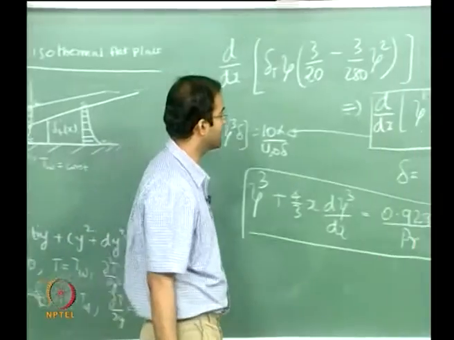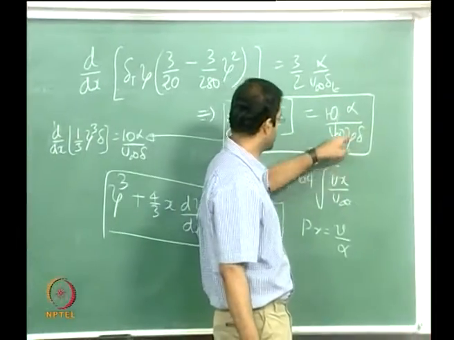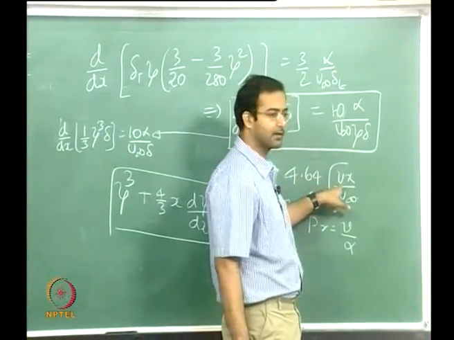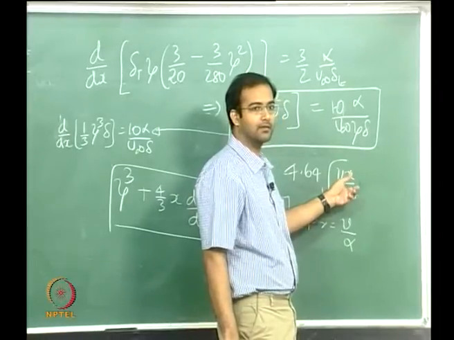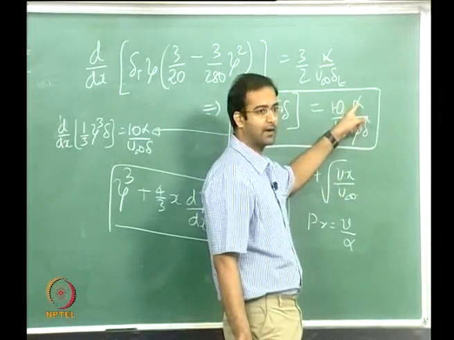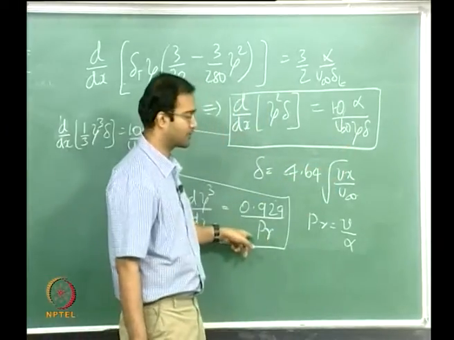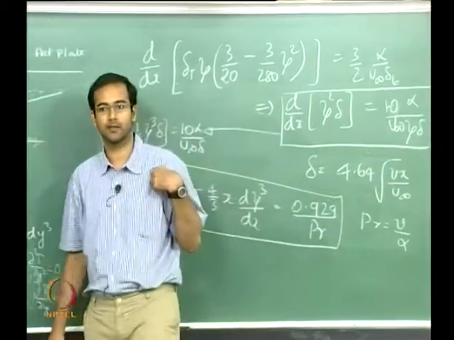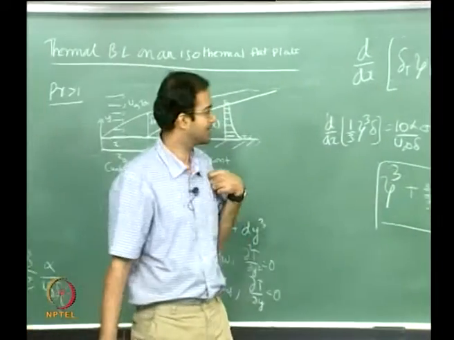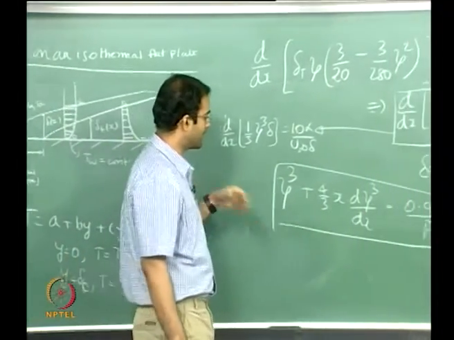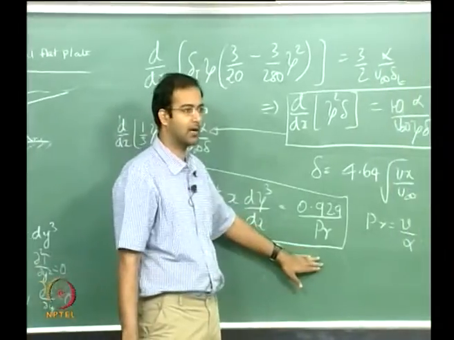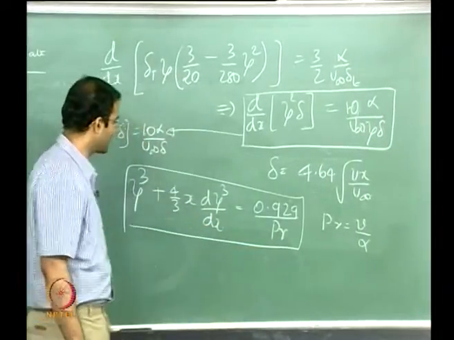On the right hand side you will have alpha by nu, because you have an expression for nu, which will come and you will exactly get a factor of nu by alpha in the denominator, which is nothing but the Prandtl number. So a couple of steps you can do yourself, I am just simplifying that. Once you simplify, this is your final ordinary differential equation.